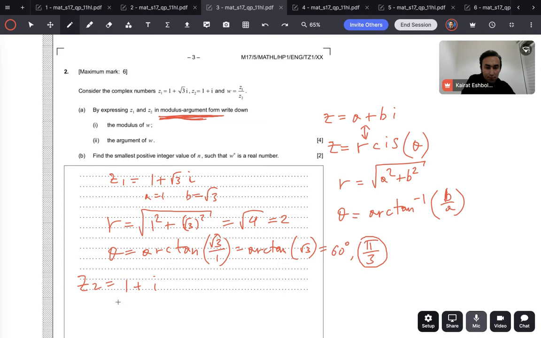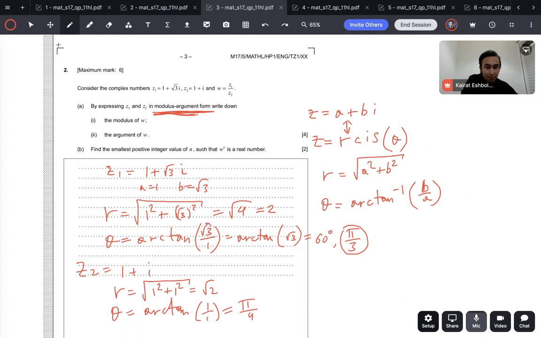So what's the r for this? r is equal to the square root of 1 squared plus 1 squared, which is equal to root 2. How about theta? Theta is equal to arctan of 1 over 1, which is arctan of 1, which is equal to pi over 4, right? Arctan of 1 is pi over 4.